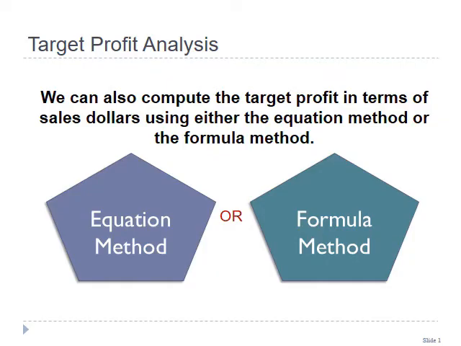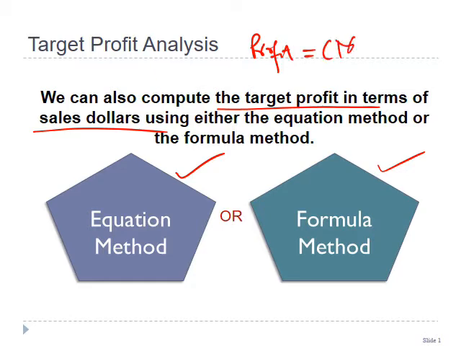So here we can also compute the target profit in terms of dollar sales, which I just mentioned to you. Whether you use the equation method or the formula method, we do not have to worry about it being a separate formula. There are different flavors to this equation. If you understand the equation, like I'm just going to write it again, profit is equal to CM per unit multiplied by quantity minus fixed cost.